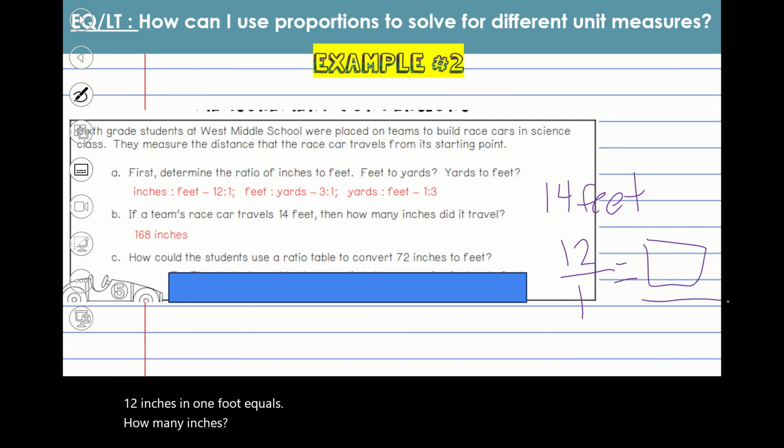How many inches in 14 feet? How did I go from 1 to 14? I multiplied by 14, so I'm doing the same to the top. 12 times 14 should give me 168 inches.